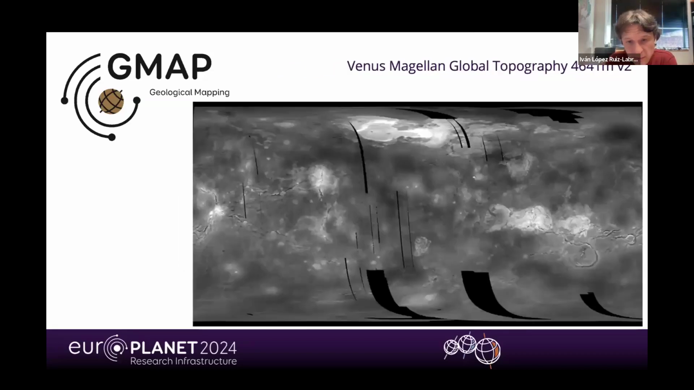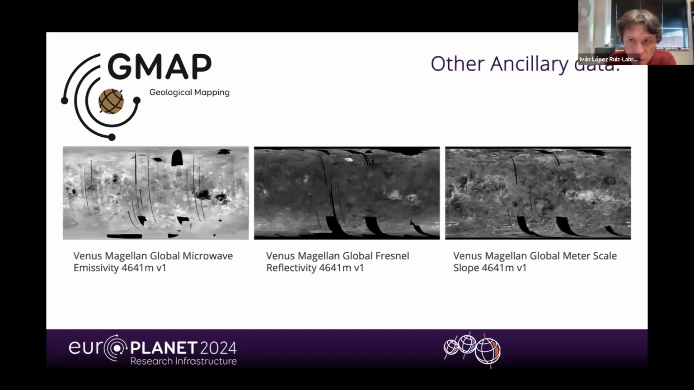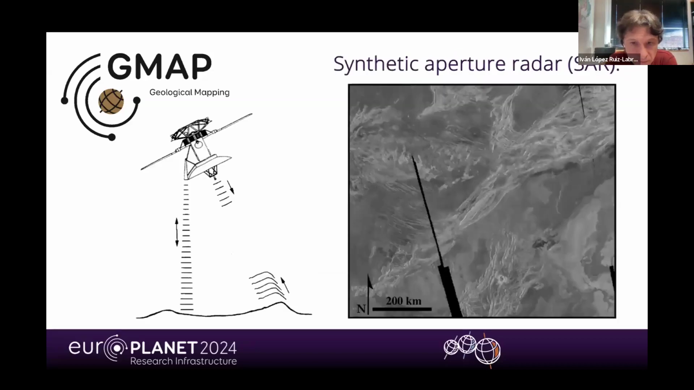The other data that Magellan provided was topography. It was not the best topography that you can find in the solar system, and we are going to see that this is a problem to understand the geology of some regions. There is also other ancillary data like global microwave emissivity, reflectivity, and slopes.